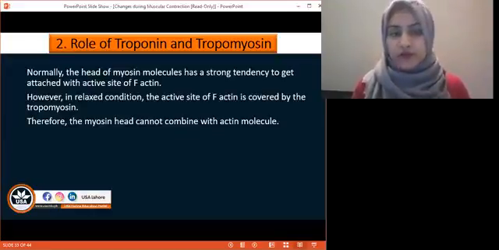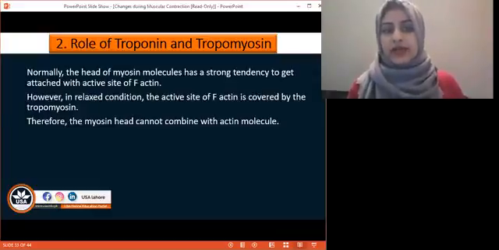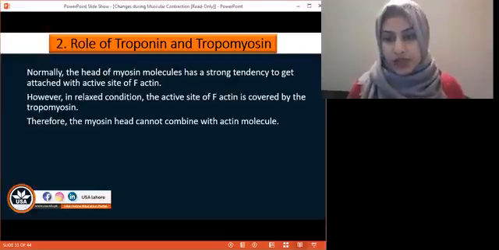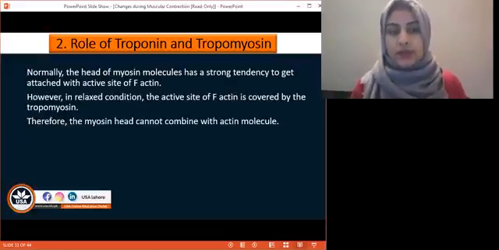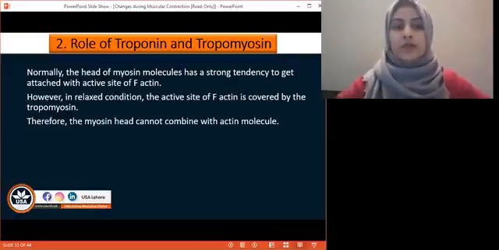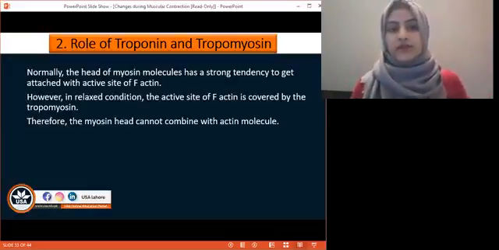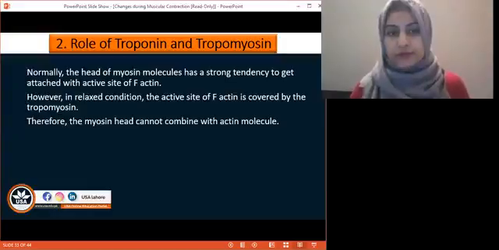If it exposed itself, what would happen? It would get attached to the actin, and ultimately the contraction would happen. But in resting condition, obviously we do not need any type of contraction. So what happens is that usually the active site of F-actin is covered by tropomyosin.